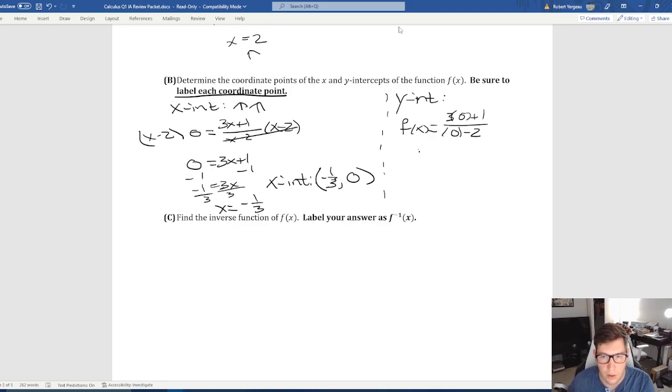Okay, that means that this y value here is going to be 1 over negative 2, so negative 1/2. Again, not done. We need to make sure it's in a coordinate point. And so our y-intercept here is going to be (0, negative 1/2). And there it is.